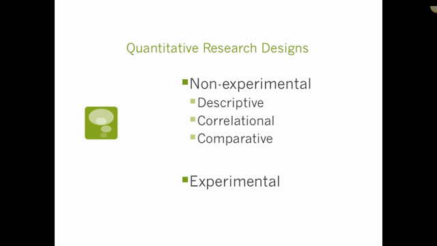So in terms of the major types of quantitative research designs, you can think of them as being either non-experimental or experimental. There are three major types of non-experimental designs: descriptive, correlational, and comparative. And then there are experimental research designs as well as quasi-experimental research designs. I'm going to define each of those types and give you some examples in this presentation.